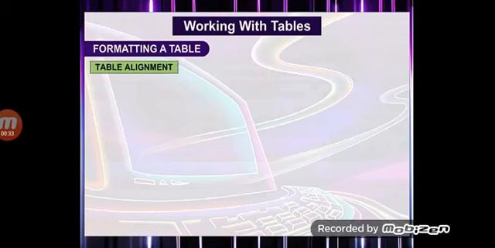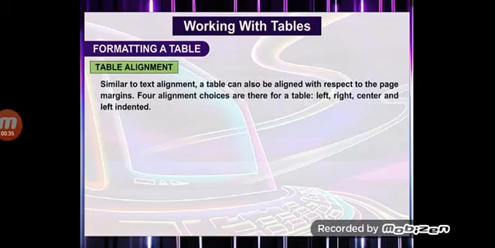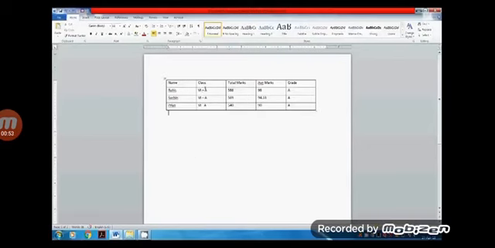Now the next topic is table alignment. Similar to text alignment, a table can also be aligned with respect to the page margin. Four alignment choices are there for a table: left, right, center and left indented. To align a table, follow the given steps.